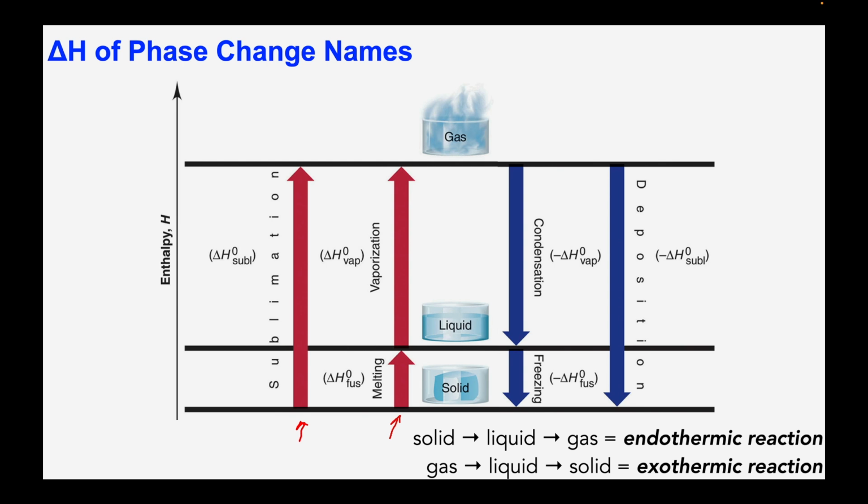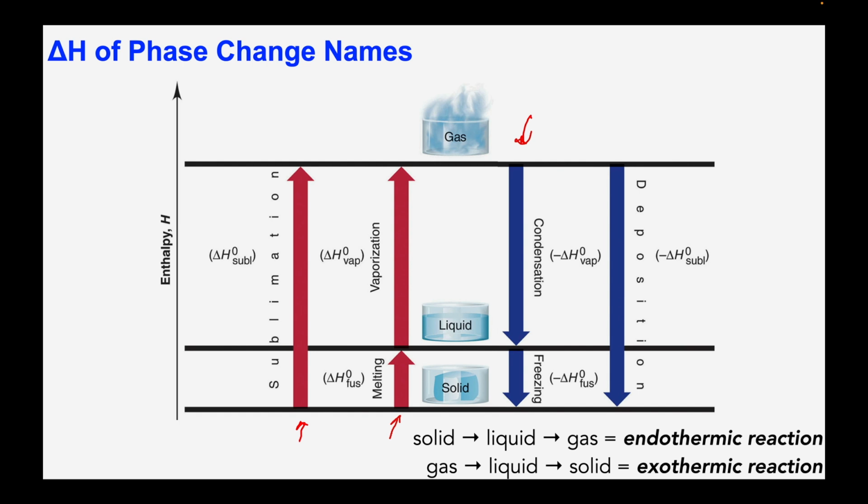So if you look on the right-hand side, the blue arrows: condensation is the energy, the delta H value, that goes from a gas to a liquid. Freezing is a delta H value that goes from a liquid to a solid. And deposition is the fancy name for when a gas goes directly to a solid. But the important part for us here is those are all exothermic. The ones on the left are endothermic. You have to put energy in. The other side are exothermic.